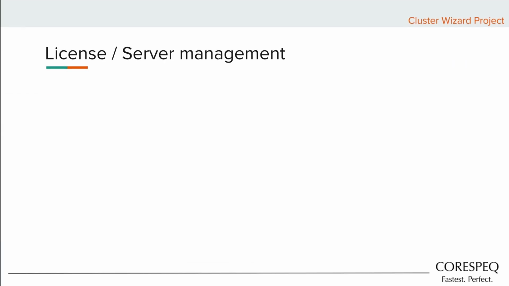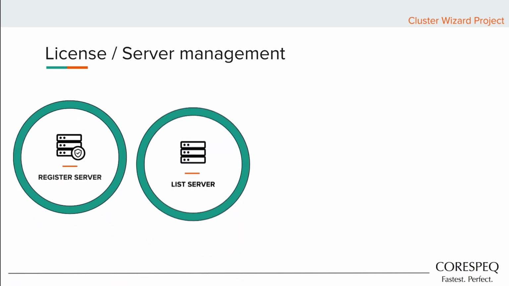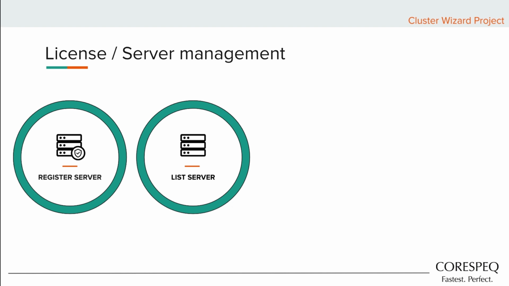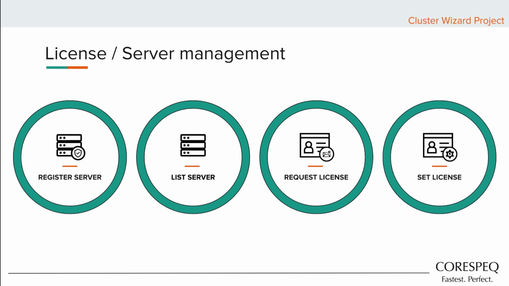License and Server Management. In this section, we will have a look at the license and server management process. To do so, we start by registering a server and listing the known Node Wizard servers. Further, we will request a license using the terminal UI and set up the license to access the server.